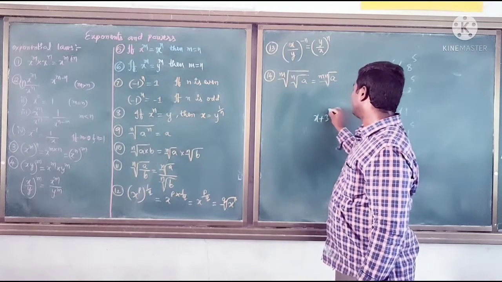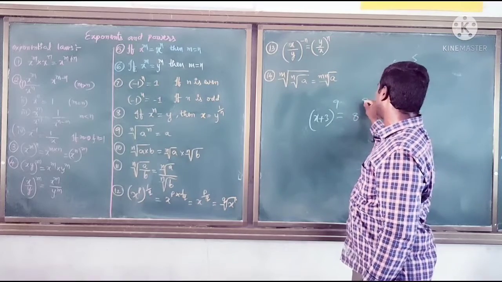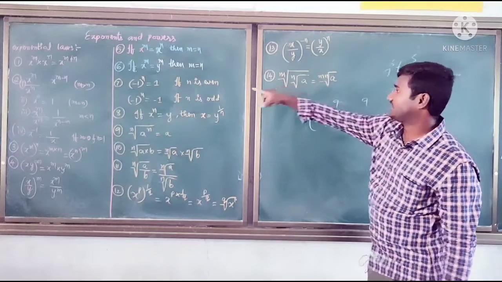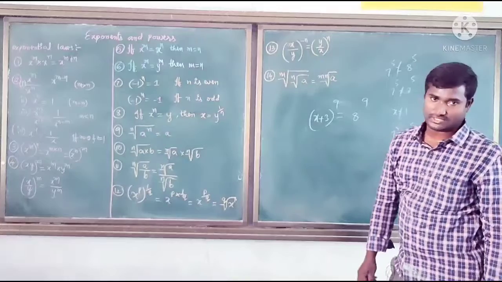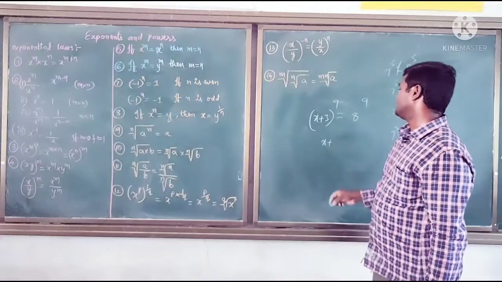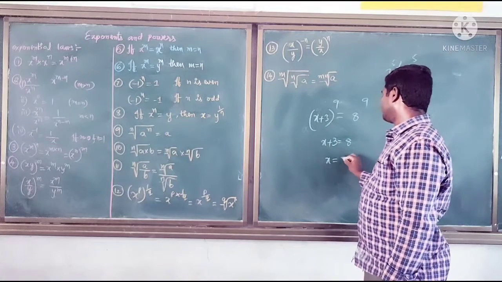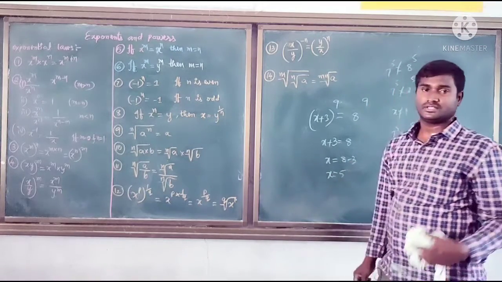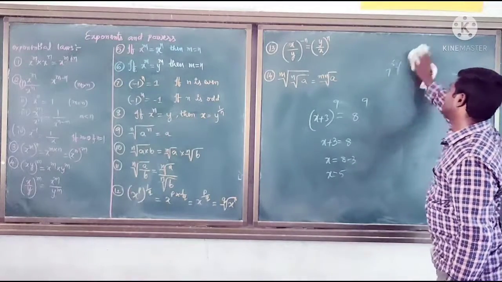x plus 3 whole power 9 equal to 8 power 9, they give. So find the x value. So we know that if x power m equal to y power m, then we can write x equal to y. If both sides powers are equal, then the bases are also equal. x plus 3 equal to 8, then x is equal to 8 minus 3, that is, x value is how much? 5. In this case we can use this formula.